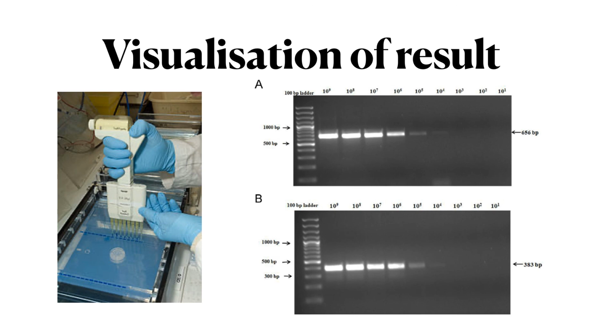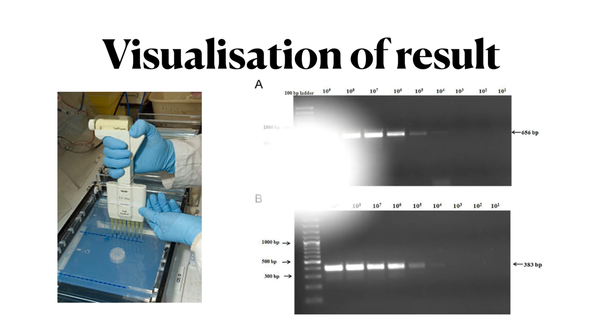Then we would see this kind of result, the bands and the marker, and with the help of the marker we can identify our right band size there. If the right size band appears there, then we can confirm we have a very good PCR result. In this way we verify the result.